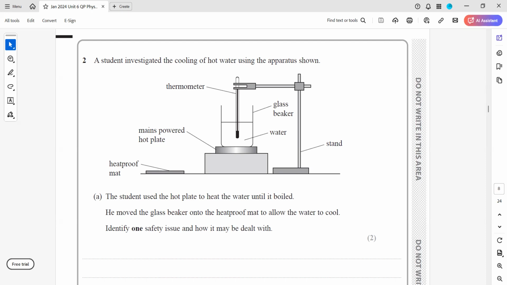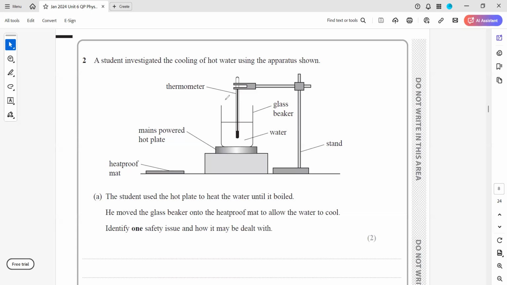Can't we talk about adding a lid to prevent spillage? If you mention adding a lid, the thing is, we are investigating the cooling of hot water using the apparatus shown. You can mention additional things only if they ask what can be added. Adding a lid is not a safety precaution; the water will not spill if you add a lid, that's fine, but it will also affect the rate of cooling. That's why adding a lid will affect the apparatus in the experiment.